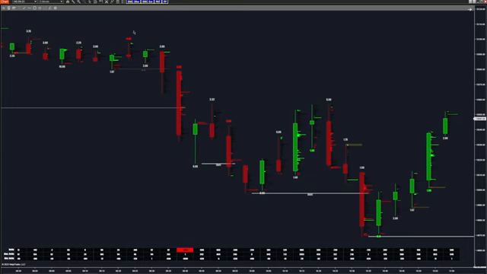Yes, you will still get imbalances and you can still use the same concept to translate into ES, but it's very well and easy to spot on NQ. Now here is a great example of it.